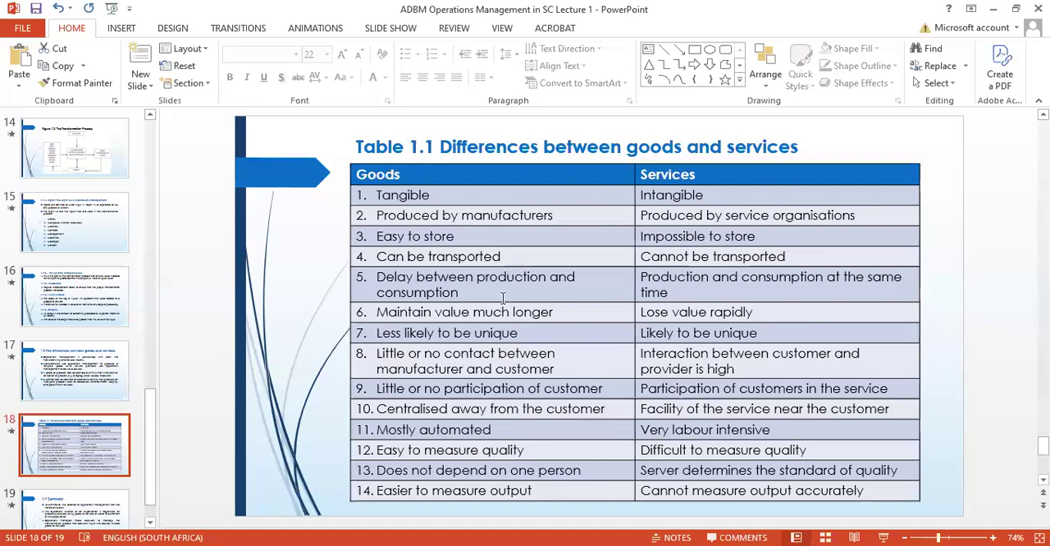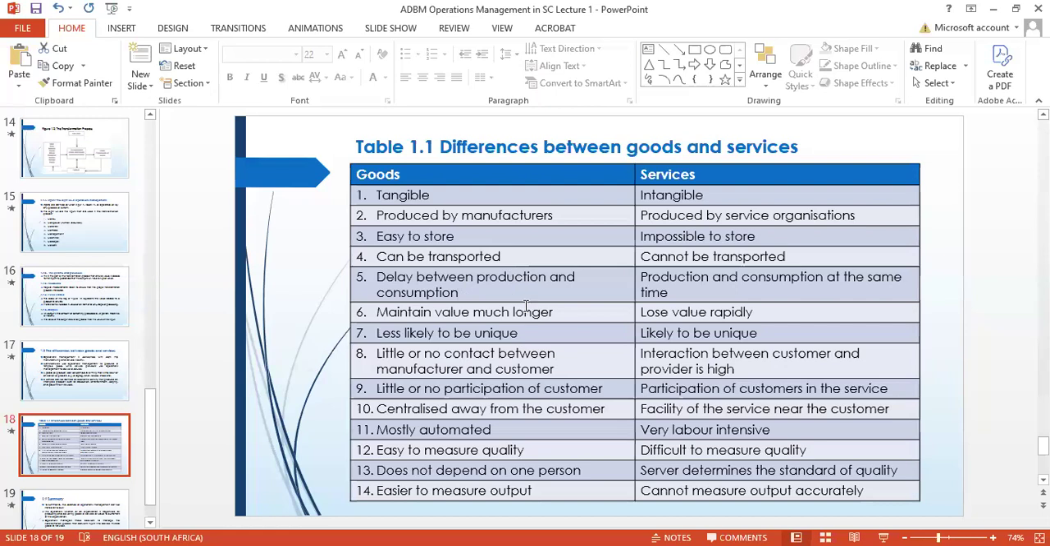Number 5, there is delay between production and consumption. We don't know where goods are produced, so the moment they are produced is not the time that they are going to be consumed. They might be consumed a week later or a month later. But when it's a service, production and consumption happen at the same time. Right now, I'm providing a service to you, and you're consuming it from the other end. So a service is production and consumption at the same time.